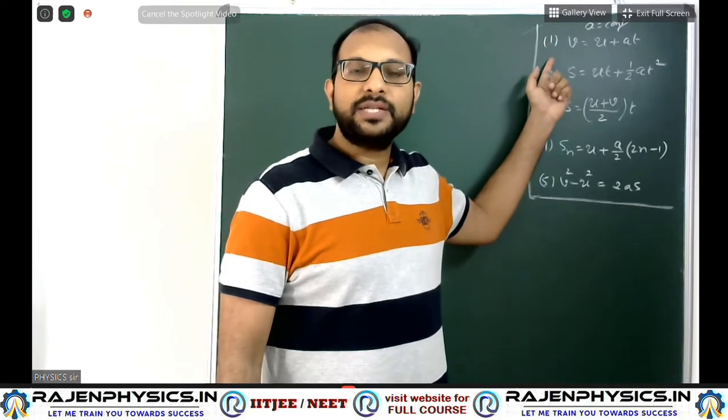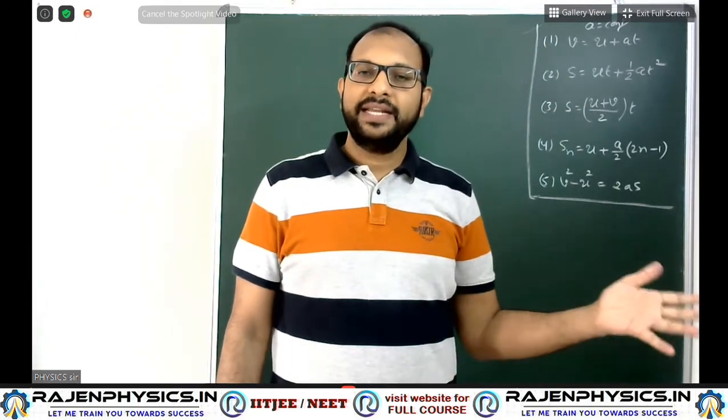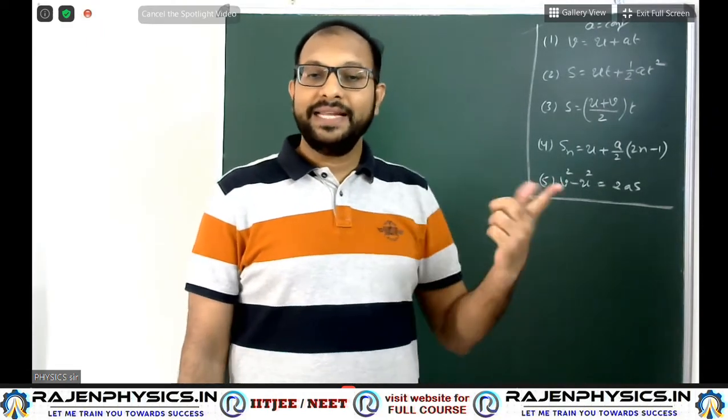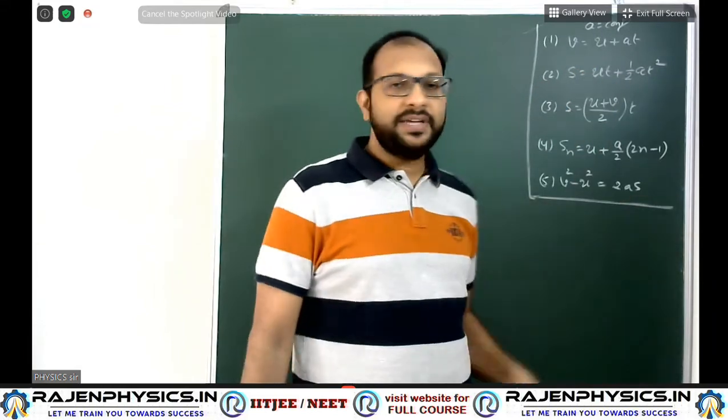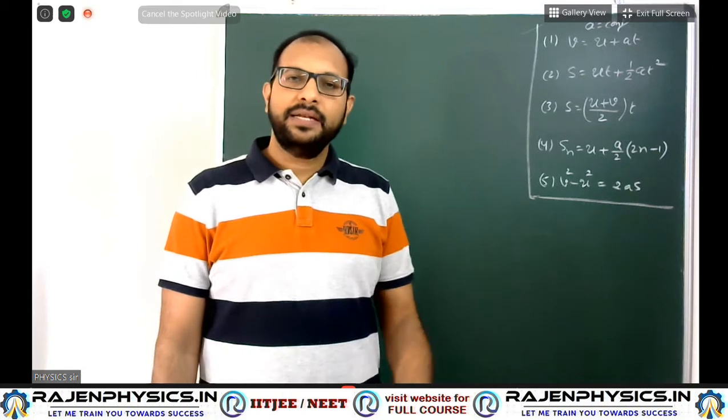In equation number 1, students, V equal to 0. 0 equal to U plus AT. Substitute the U value and A value, you will get the time T. Then later, substitute that time in equation number 2. Then you will get the answer.